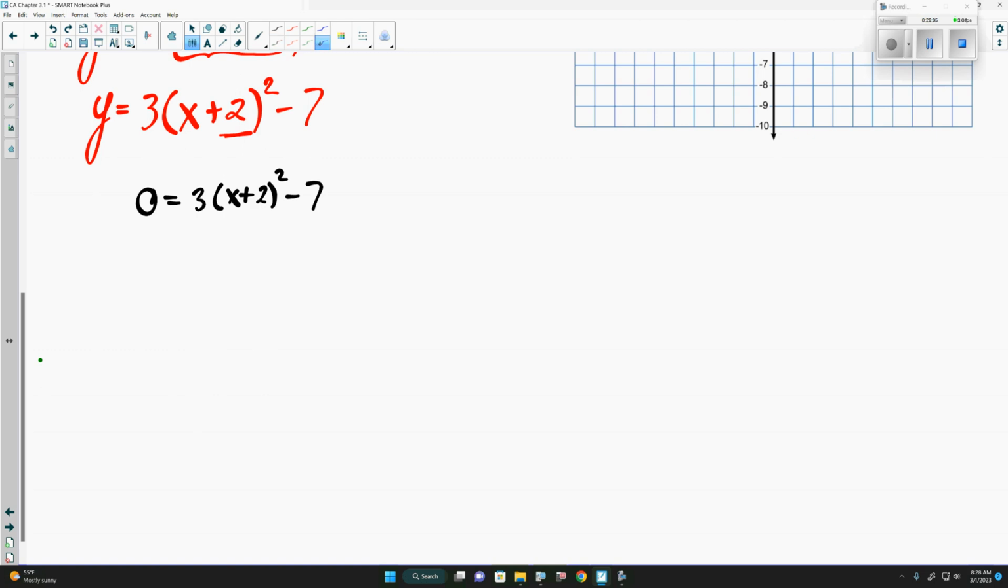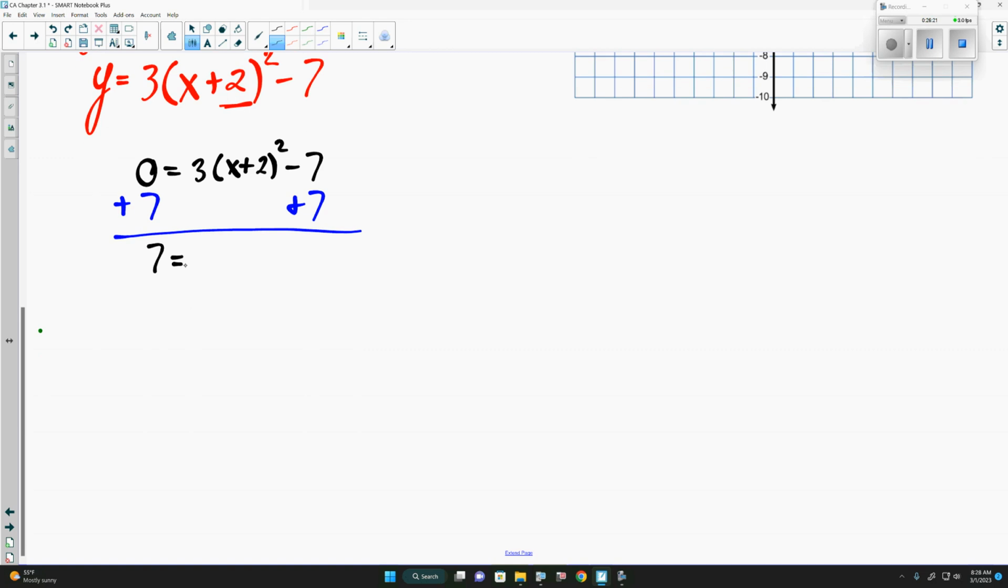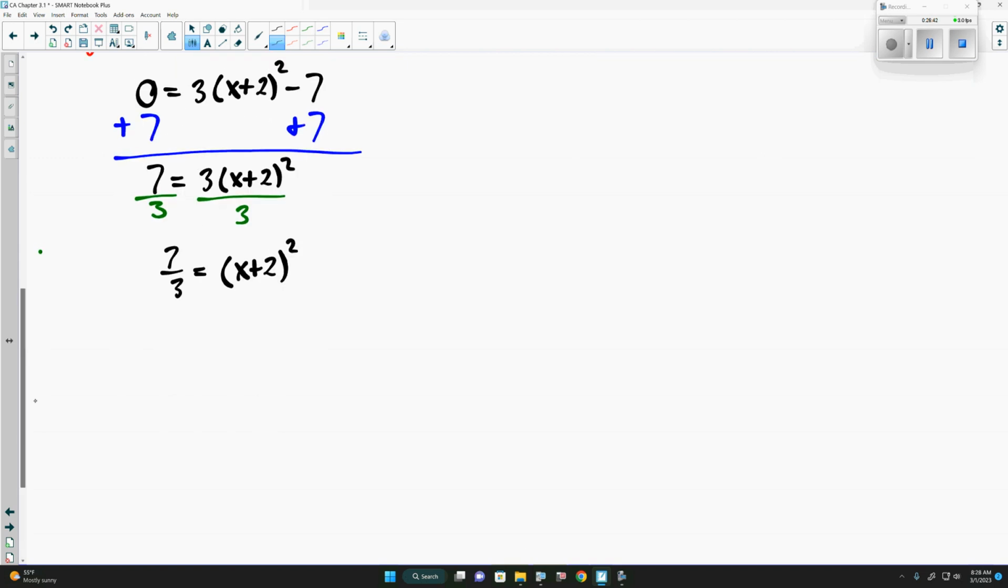And the reason I say that is because if we have a set of parentheses squared, we're going to get them by themselves, square root both sides, and go from there. So the first thing we can do is add 7 to both sides. Tells us 7 is equal to 3 times x plus 2 squared. Divide both sides by 3. Telling us 7/3 is equal to x plus 2 squared.